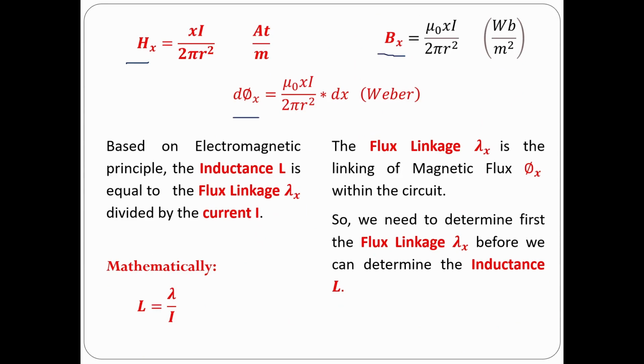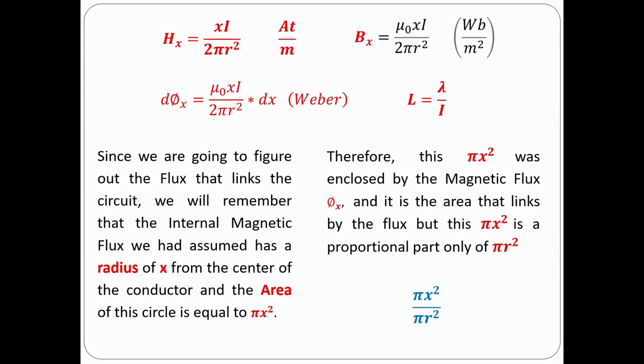What we are going to achieve is the internal inductance of the conductor. Based on electromagnetic principles, the inductance L is equal to the flux linkage lambda divided by the current I, where the flux linkage is the linking of magnetic flux within the circuit. So we need to determine first the flux linkage before we can determine the inductance L. Since we are going to figure out the flux that links the circuit, we remember that the internal magnetic flux we assumed has a radius of x from the center of the conductor, and the area of this circle is pi x squared.